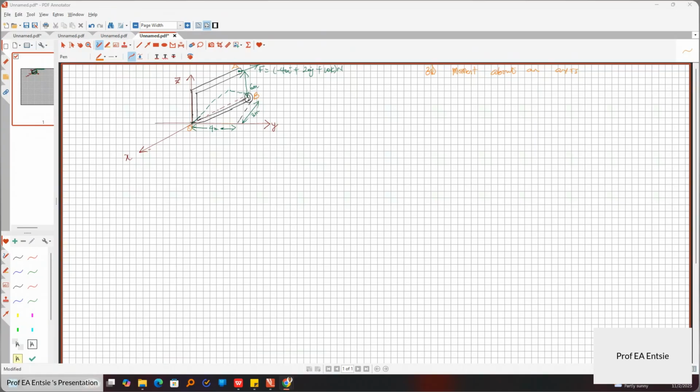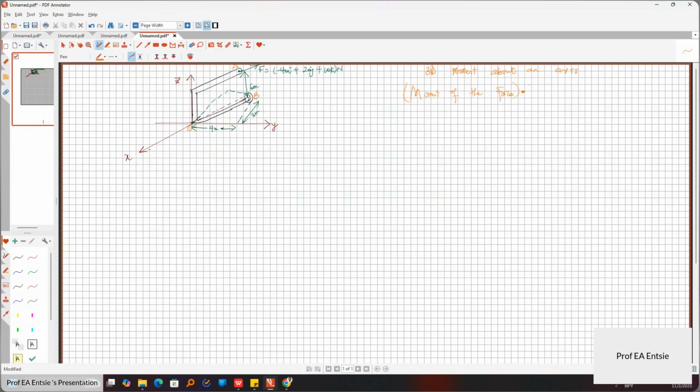So if you want to find a moment about an axis, first of all you need the moment of the force. After you've gotten the moment of the force, you dot. This one is not cross. You dot. And whenever you dot two vectors, you get a scalar number.